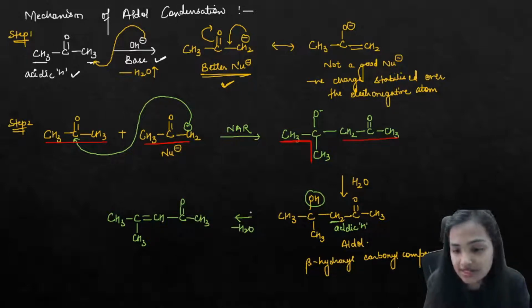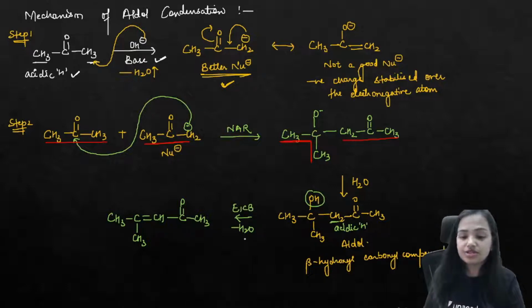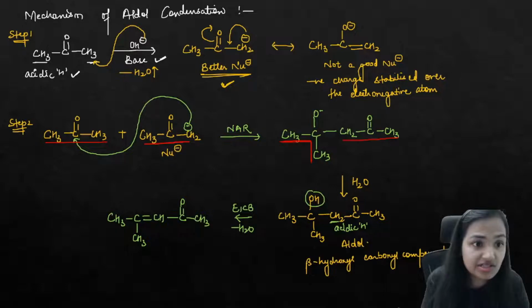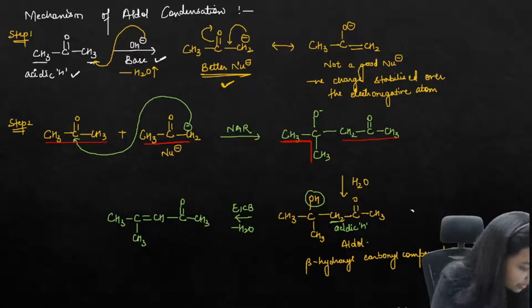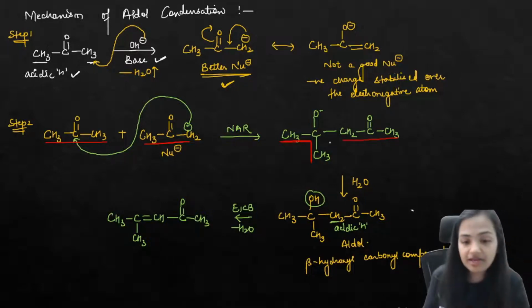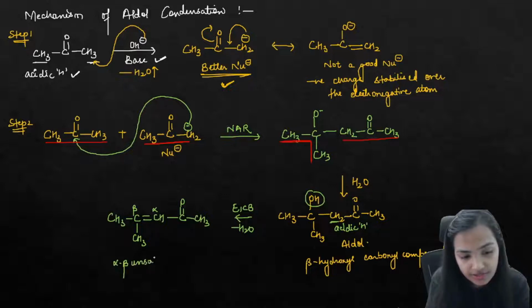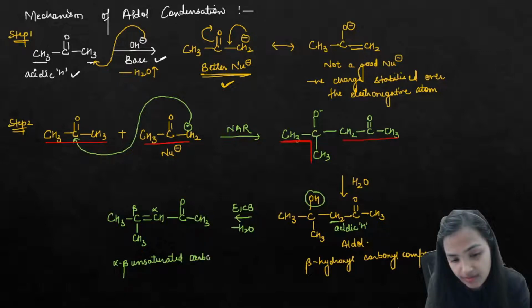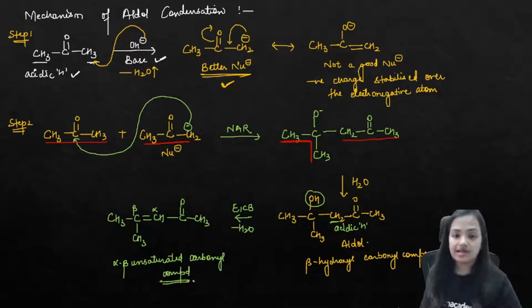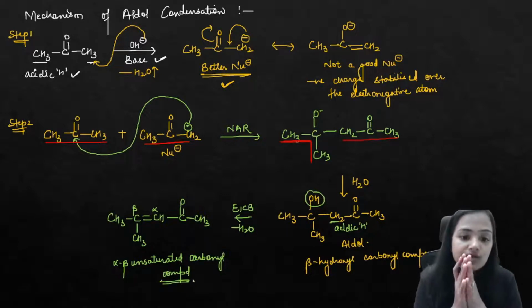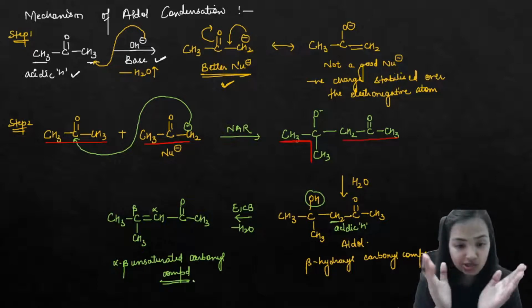And this we can say is the E1cB mechanism, that is, the elimination of water in the presence of a base. The reaction is catalyzed in the presence of a base. So in the presence of a base, the E1cB mechanism will occur and there will be the elimination of water. Now this is an alpha beta unsaturated carbonyl compound. Got it? So this is as simple as that. Okay, so this is your mechanism of the aldol condensation.